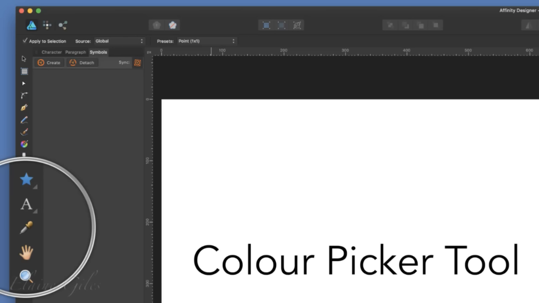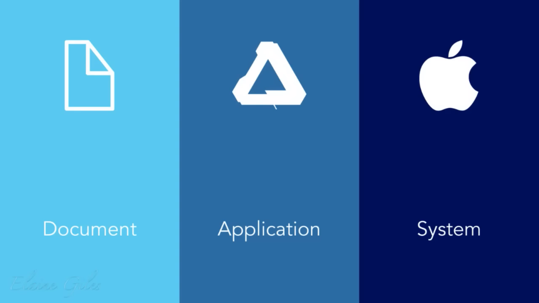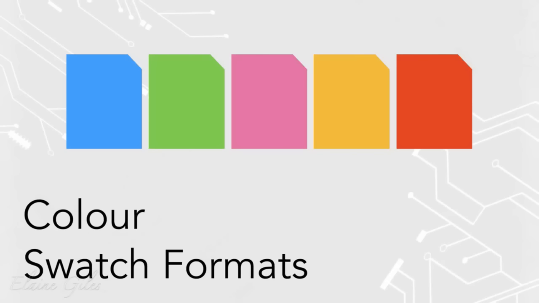Then I'll be looking at moving on from single colours to multiple colours. And with the multiple colours, you'll be looking at making colour palettes. There are three types of colour palettes that you would need to understand in Affinity applications: document, application and system. We will be looking at all three of them. By the end of the session, you will completely understand the difference between them, when to use each one and why to use them.